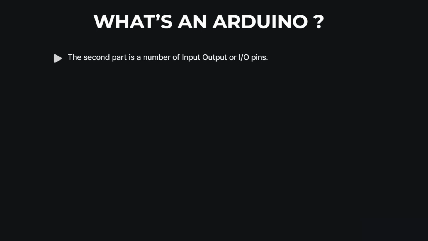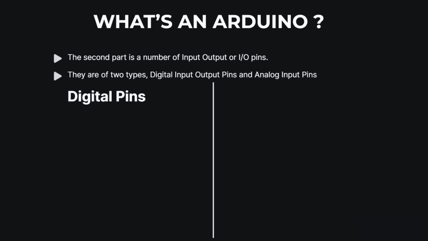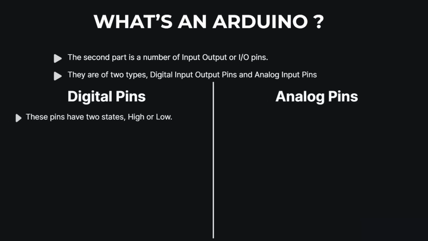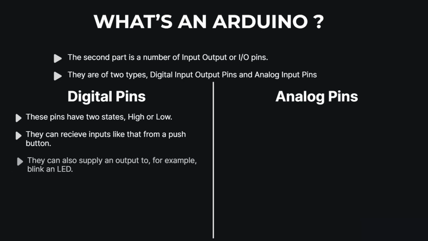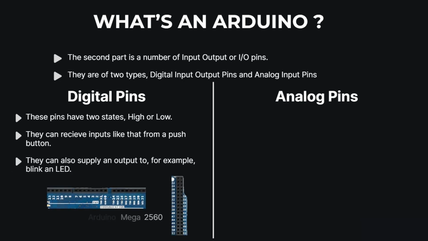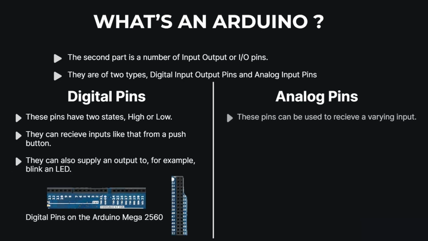The next part is a number of input-output or I/O pins, which are used to connect to various components that you might want to use. There are two types of I/O pins, digital input-output pins and analog input pins. The digital I/O pins have two states, high and low. These can either accept an input like from a push button or supply an output to, for example, turn on an LED.